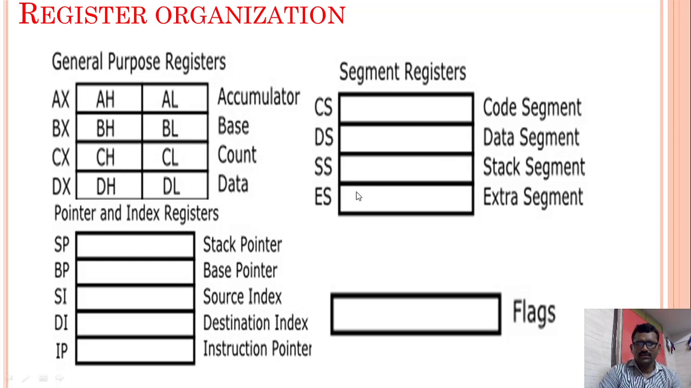All these registers are 16-bit registers. They can store 16-bit data or address temporarily. Coming to general purpose registers, these are divided into two 8-bit registers, higher byte and lower byte. So general purpose registers can be used as either 8-bit or 16-bit registers.